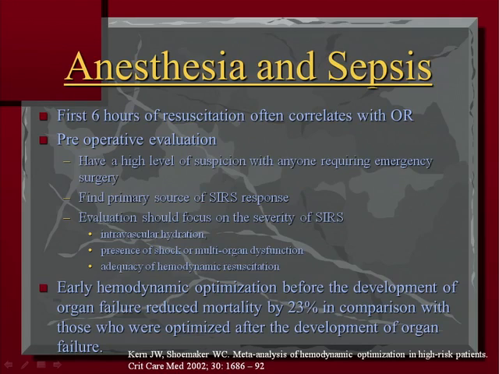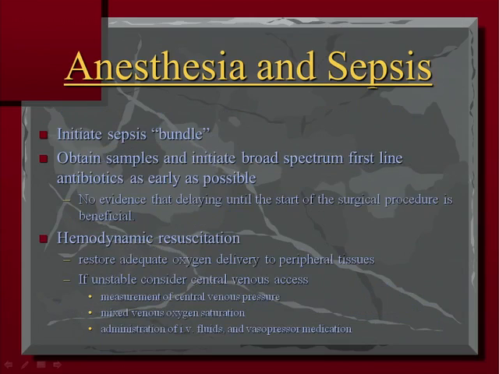Evaluation, clearly we just want to know how bad the SIRS is and how adequate the resuscitation has been. Early hemodynamic optimization is important. If you can optimize these patients before they go into organ failure, you can increase their mortality by 23%. So you initiate the sepsis bundle, and most importantly, get antibiotics on board.